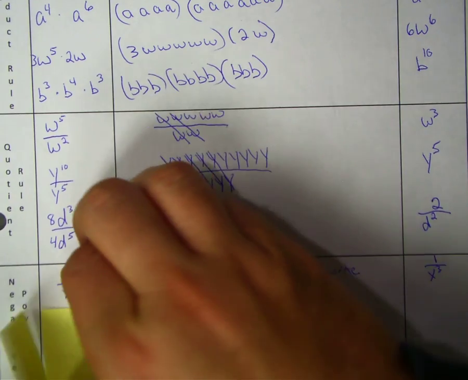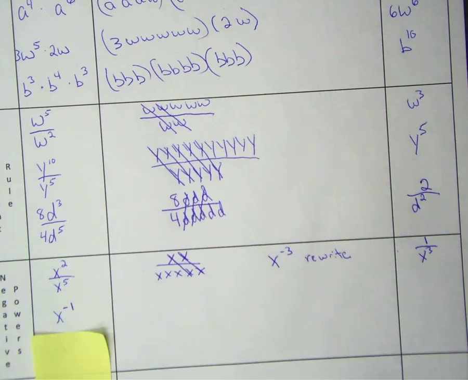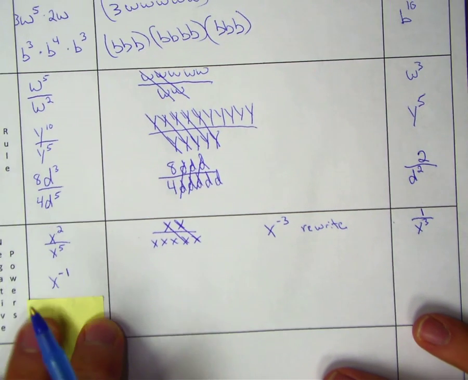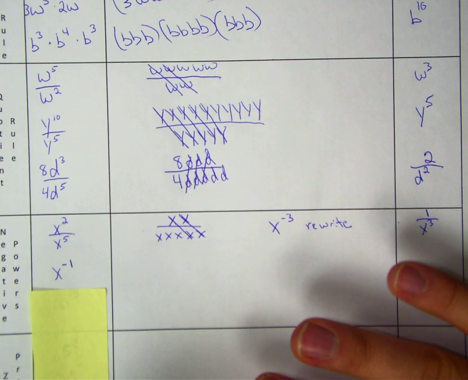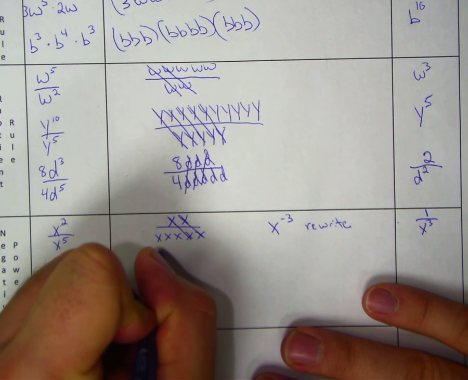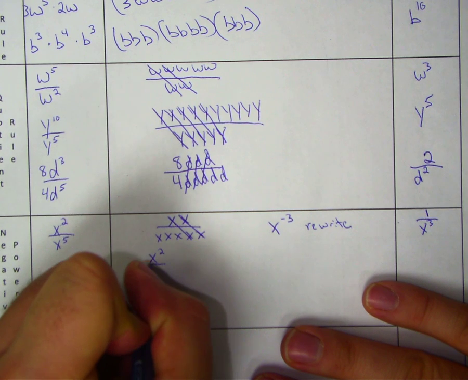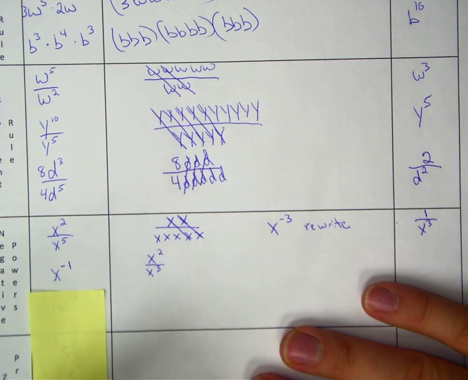So let's talk about this next one here. X to the negative 1. How could you get x to the negative 1? Think about some exponents that you could do there. What about x to the second over x to the third? That would give you x to the negative 1, because 2 minus 3 is negative 1.